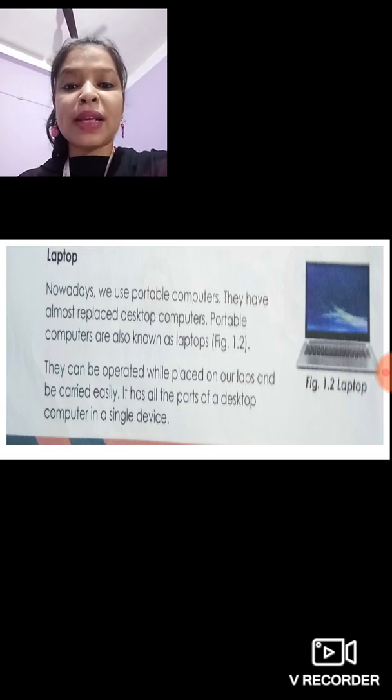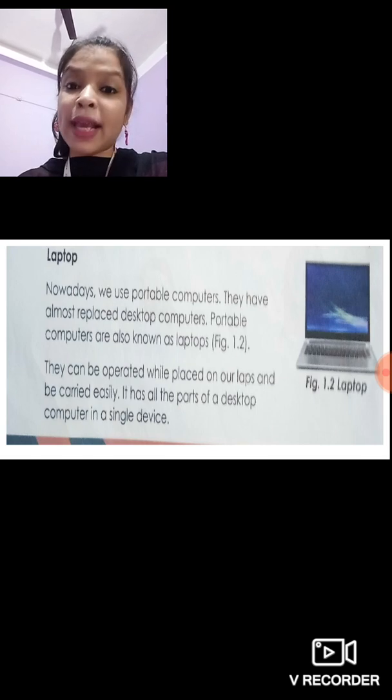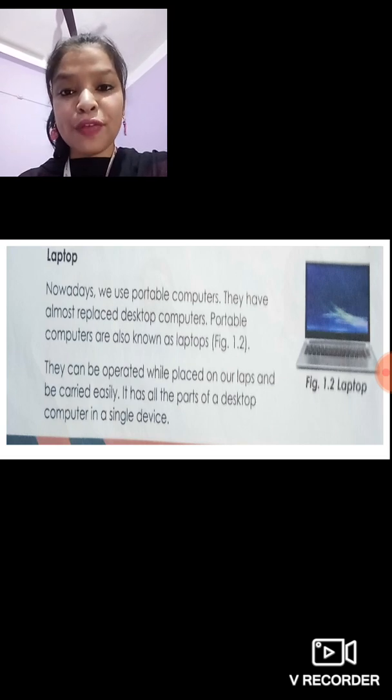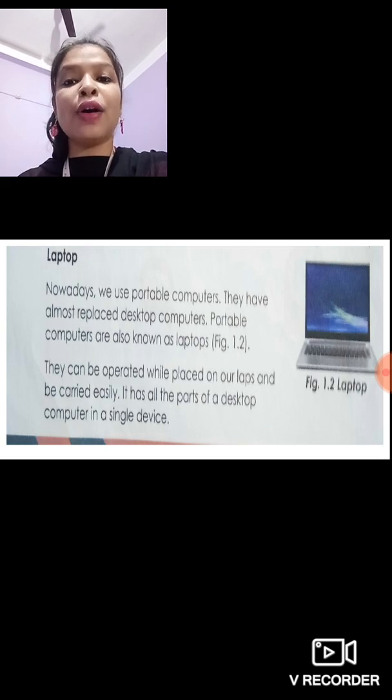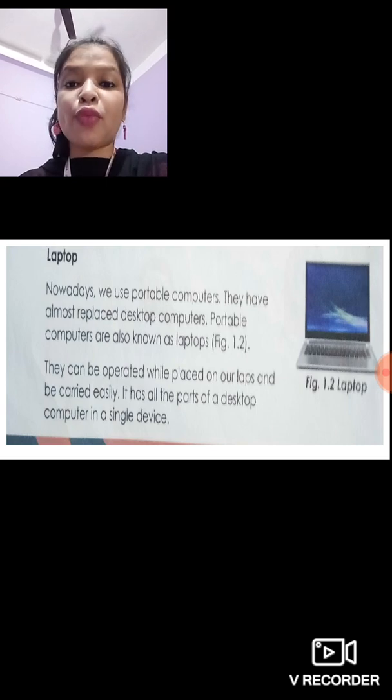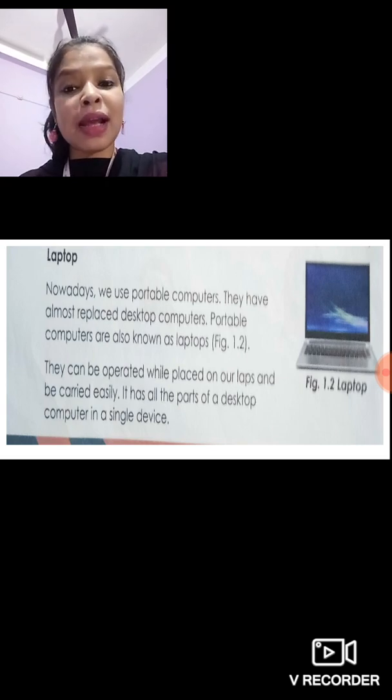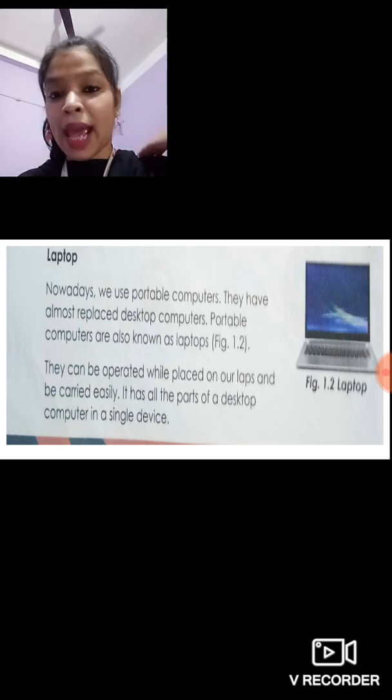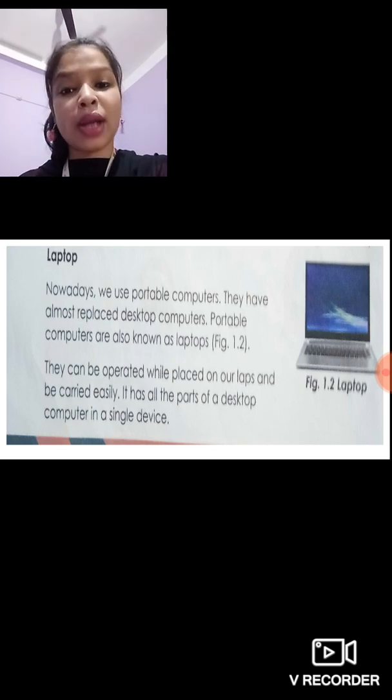They have almost replaced desktop computers. Desktop computers you see in offices, malls, and schools, but people nowadays use laptop computers more because they are easy to carry around. When you travel from one place to another, you can take it along with you. The parts here are not separated, all are within the device. No need to carry them separately. Only the machine you can carry on your back and go from one place to another.